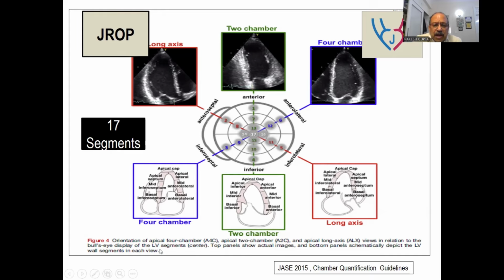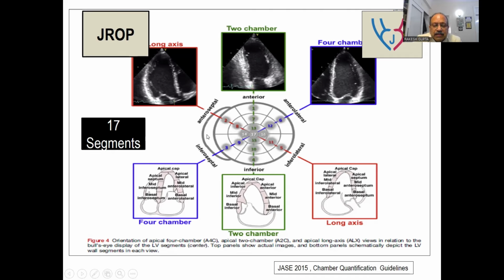So if you cut your heart in the anterior inferior wall, what we are getting: this was previously the inferior wall and this was previously the anterior wall. This becomes apical inferior, this becomes mid inferior, this becomes basal inferior. This becomes apical anterior, this becomes mid anterior, this becomes basal anterior. So no change as far as two segment model is concerned.